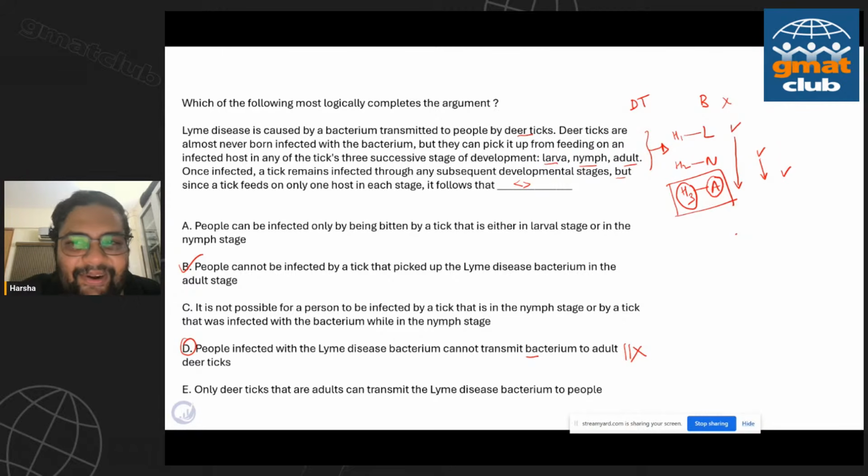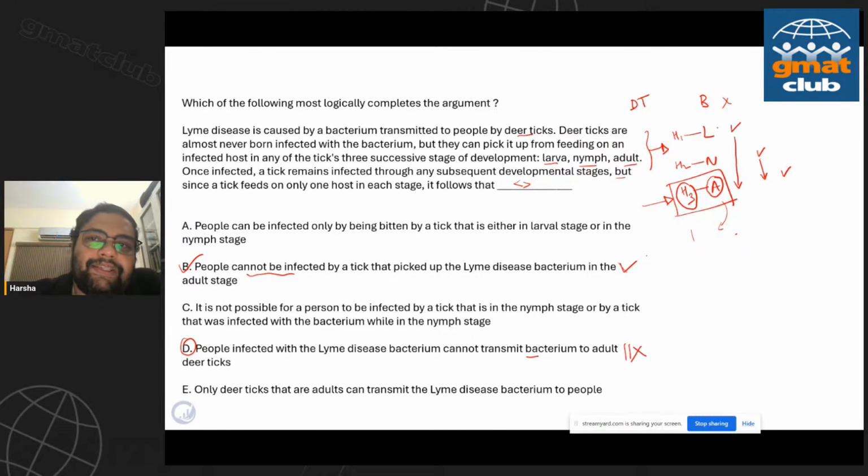It's not like after this, in some supernatural stage, it is going to transmit to humans. How can a person be infected by a deer tick which itself is becoming infected in the adult stage? There is no further stage for this tick to come and attach to a human being, which is why this is the correct answer. Does this make sense? Which is why it says people cannot be infected. It's not possible for people to be infected by a tick if the tick is picking it up in the adult stage. The others are all possible, and that's why you reject a choice like A and all that.